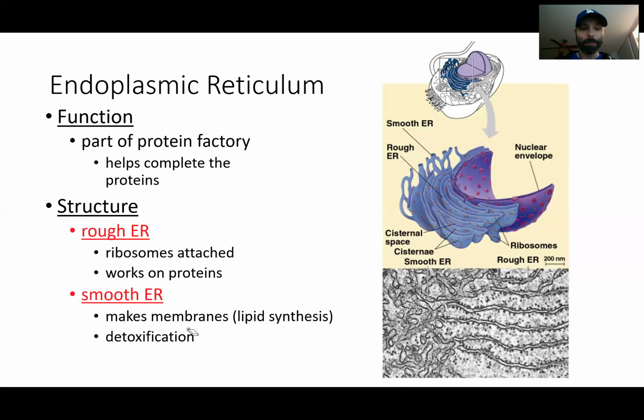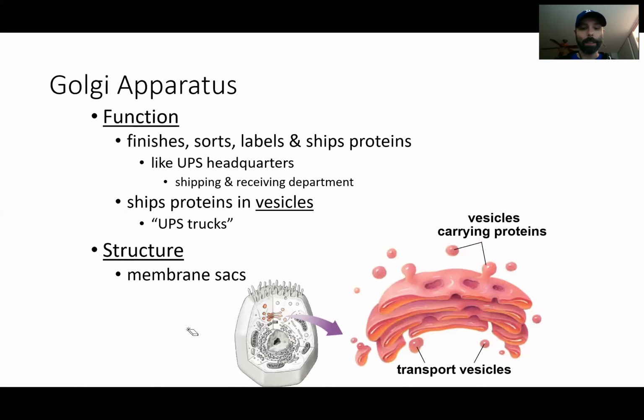So once it leaves the rough ER, then it's going to need to go where it needs to go. And that's the job of the Golgi. Again, you kind of talk about it as labeling and shipping things. You don't need to know how that happens, but the idea is that the protein gets brought to the Golgi and the Golgi sends it off where it needs to go.